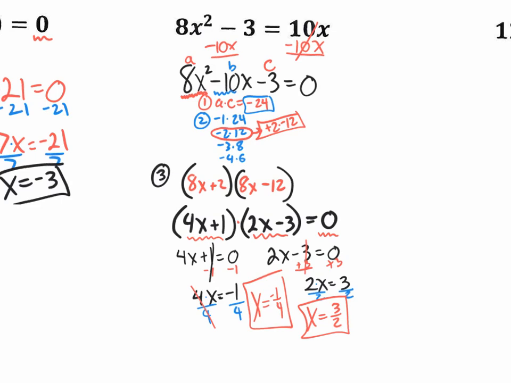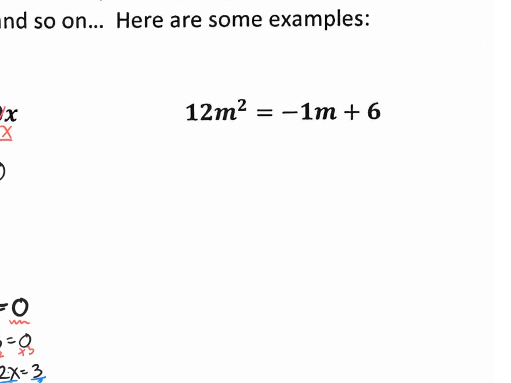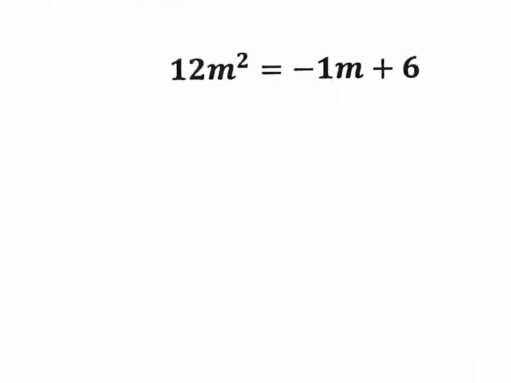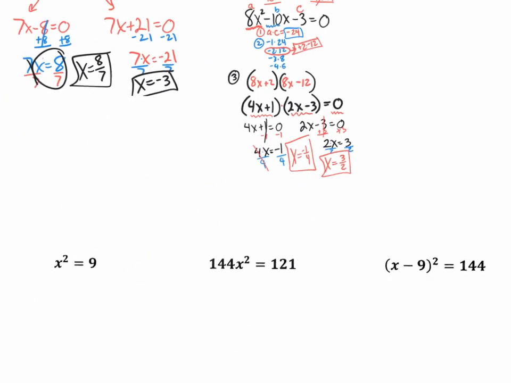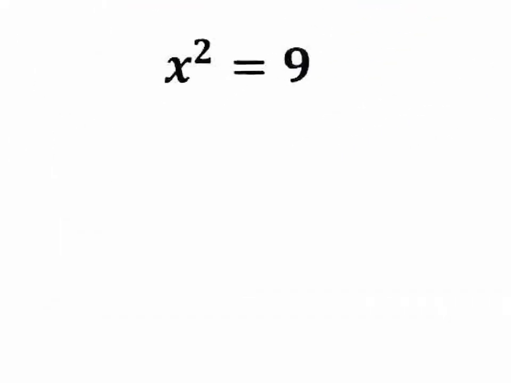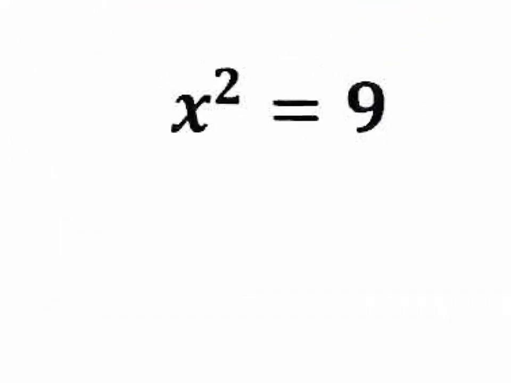Let's take a look at another one. So looking at this one, it's the same type of process. First, add 1m, move it this way. Subtract 6, move it this way. It'll be set equal to 0. And then you're going to have to go through all those long steps that we just went through over here. Okay, that's more practice for you. You might have a super ridiculously easy one like this one, where you have something squared equal to a value. So there's two ways of doing this.